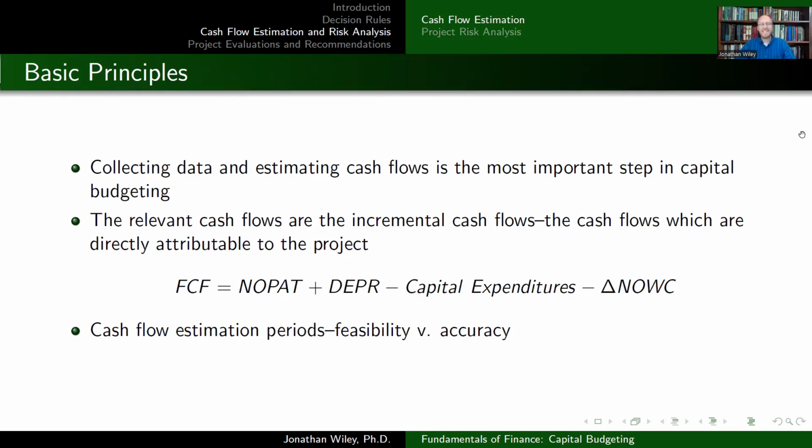First off, collecting the data and estimating the cash flows is the most important step in the capital budgeting process, which kind of brings me to a clarifying point here. So when I say that's the most important step, I'm not joking. It's the most important step. So let's kind of rewind a little bit.